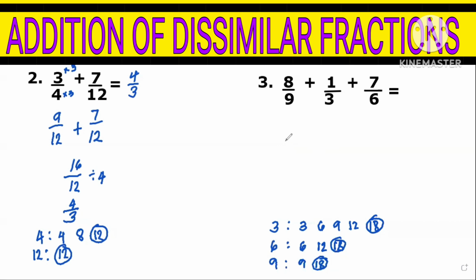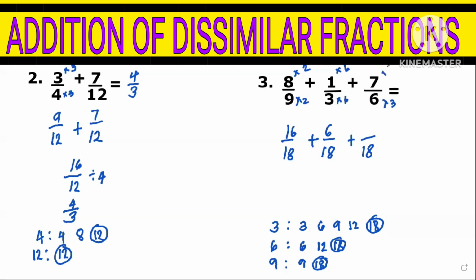So taking 18 as our LCM, we will now get the equivalent fractions of each fraction. For 8/9, so saan natin multiply si 9? Sa 2. So we do the same for 8 to get the equivalent fraction. So that is 16/18. For 1/3, saan multiply si 3? Multiply sa 6. Multiply din natin to by 6. So we get 6/18. And for 7/6, multiply to sa 3.